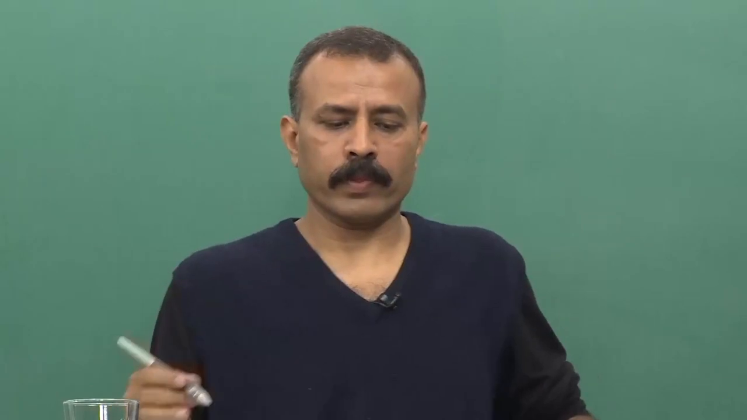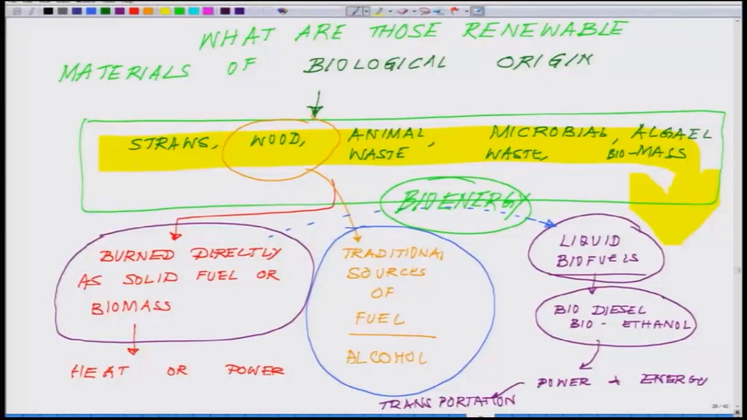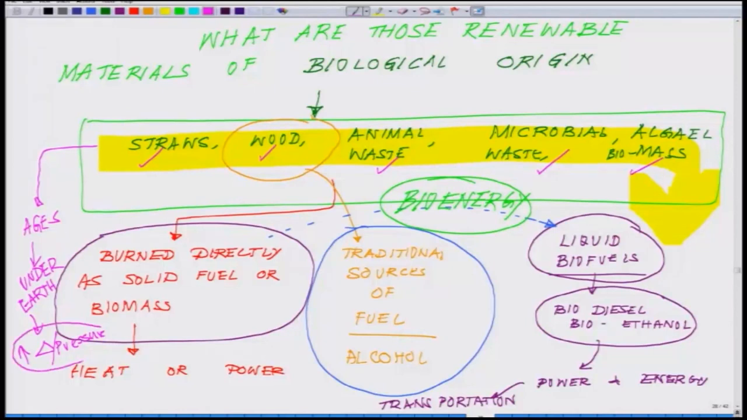And now, I will add one more dimension to this. If you think of it, what has happened through the ages. Now, these biomass, we talk about straws, woods, animal waste, microbial waste, algal waste, and so forth. Through the ages, under the earth, under high pressure, over billions of years, under high heat, I am just showing in a triangle, pressure, they have converted to products like coals and fuels.